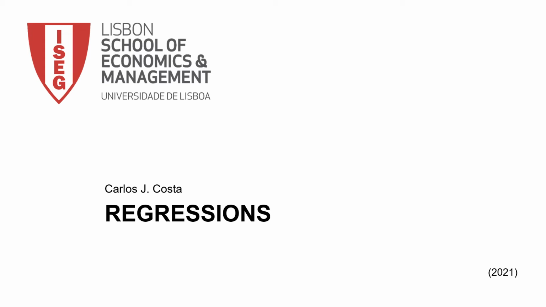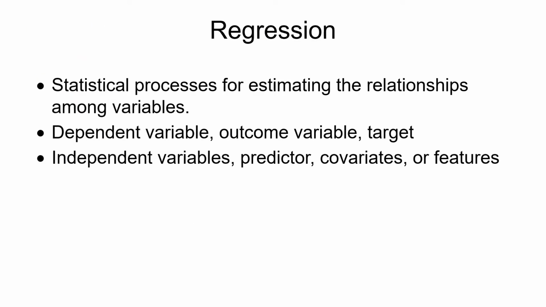This presentation is about regression. Regression is a set of statistical processes for estimating the relationship among variables. We have typically a dependent variable, outcome variable, or target, and a set of independent variables, predictors, covariates, or features.